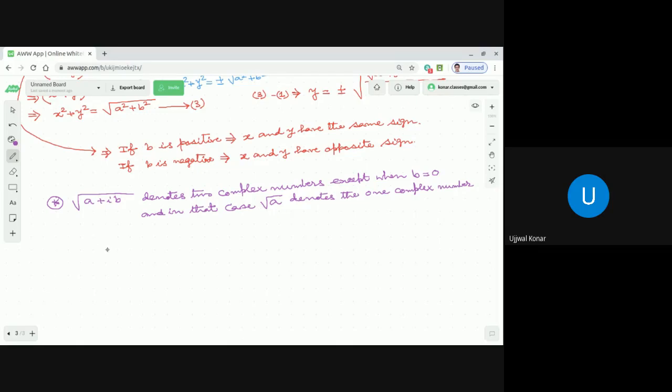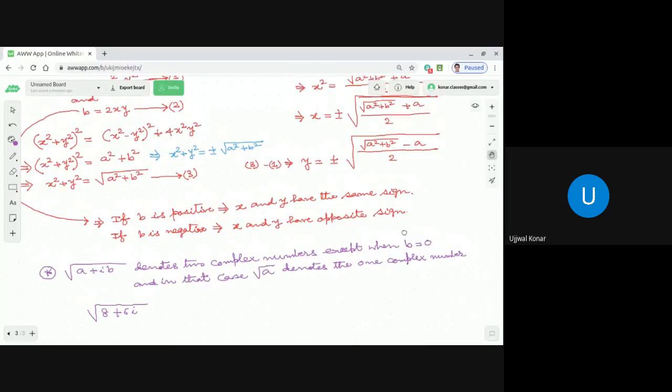Let's take an example. Square root of 8 plus 6i: if you apply this formula of whatever we learned about x and y, you will find it lands up with plus minus 3 plus i.